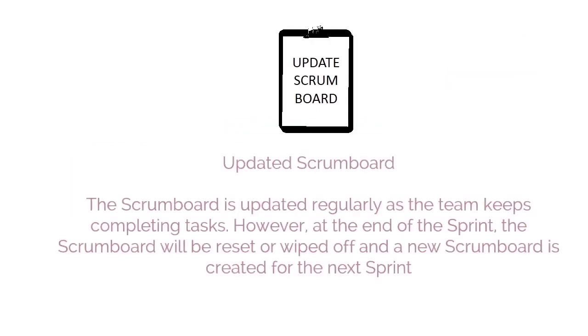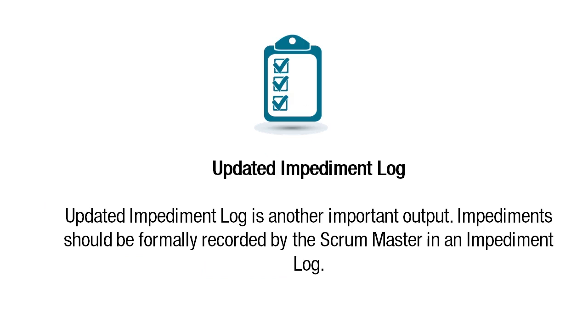Updated Scrumboard is another important output. The Scrumboard is updated regularly as the team keeps completing tasks. However, at the end of the sprint, the Scrumboard will be reset or wiped off and a new Scrumboard is created for the next sprint. Updated Impediment Log, another important output. Impediments should be formally recorded by the Scrum Master in an impediment log.